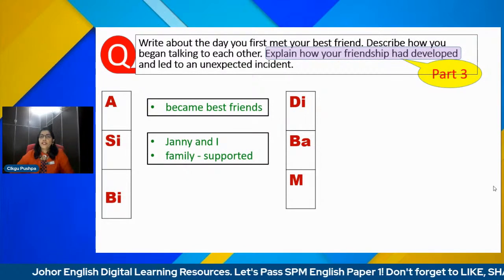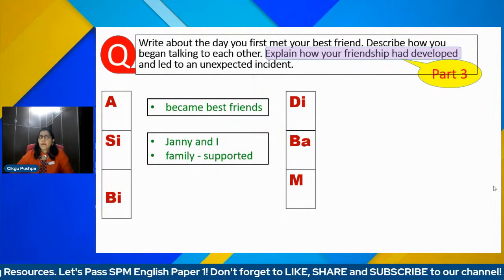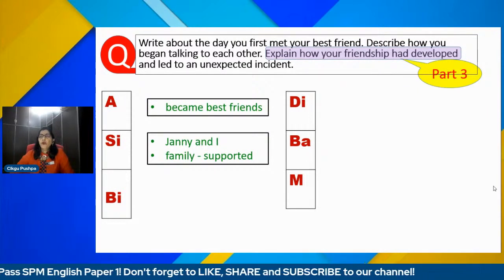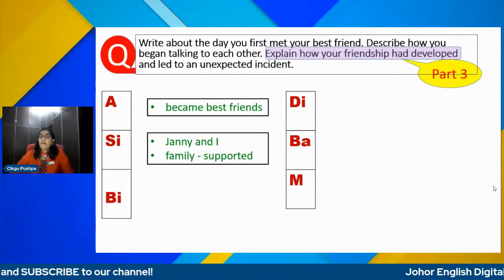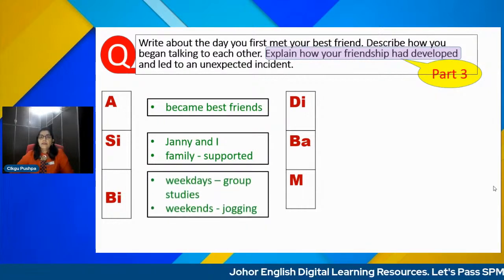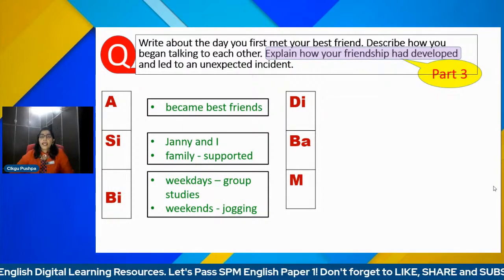Now, who? Of course, Jenny and you. So when you're writing, you will say I. So Jenny and I. Now, think again. Siapa? Siapa lagi yang menyokong? Who else supported you? So, family supported. So you are getting extra details now. So when you have more words, definitely you're going to write more. All right, now, bila. Try to think, right? During weekdays, for one, group studies, and weekends, jogging.